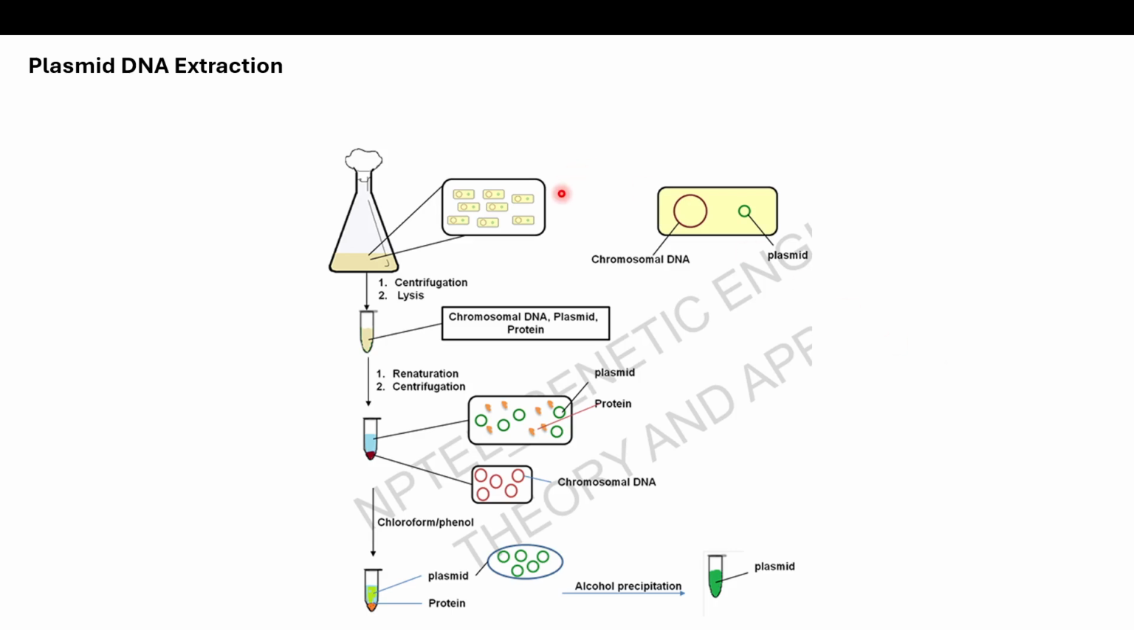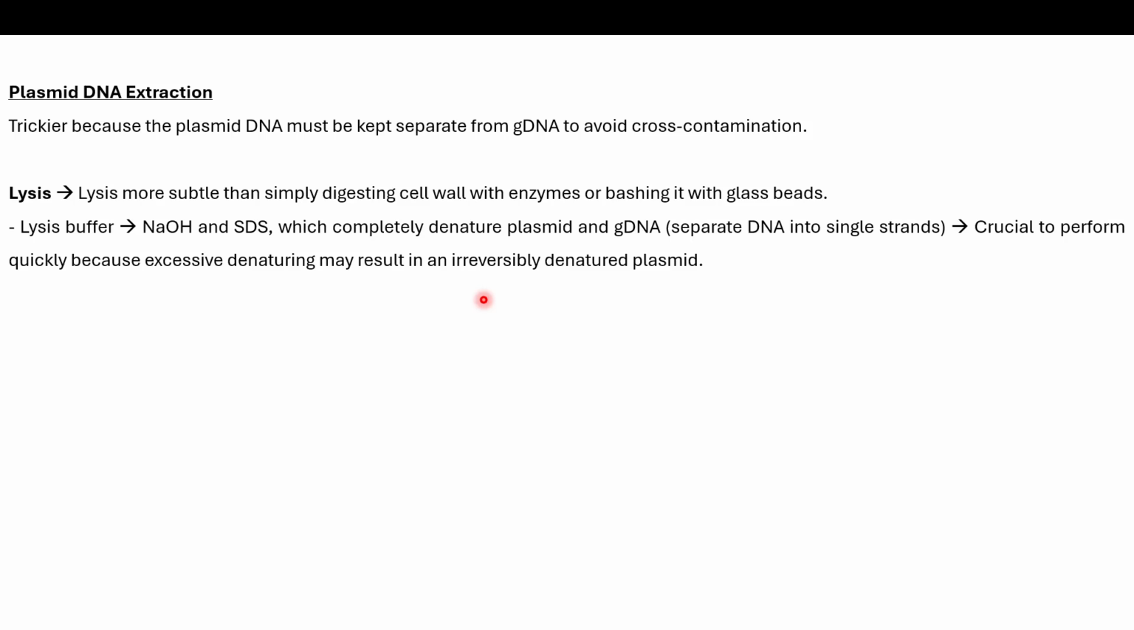Now we have transformed the cells: the host cells have taken up the recombinant DNA and they have multiplied well. Now we have to extract the plasmids from there. We looked at plasmid DNA extraction earlier in detail in the earlier tutorial as well, so again, I will briefly go through it.